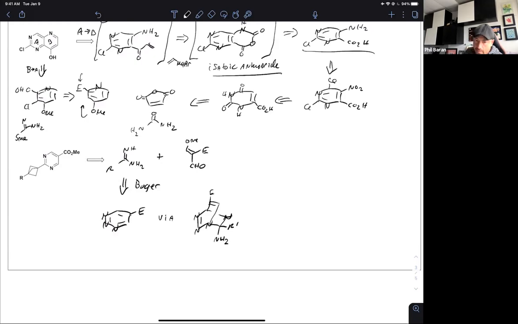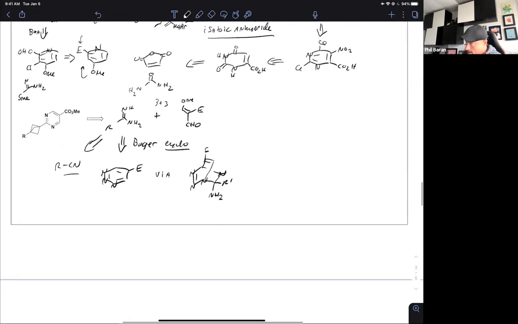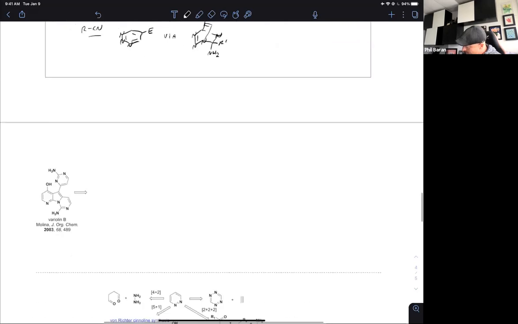So two routes to get to the same thing, and the propellane nitrile is your precursor, which is easy to make. Just take your propellane nitrile, dump in ammonia, and that gives you your amidine, which is now ready for the show. Either the 3 plus 3 approach or the cycloaddition. Either one is good. All right, let's move on now to variolin.